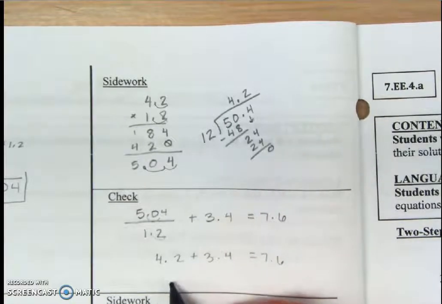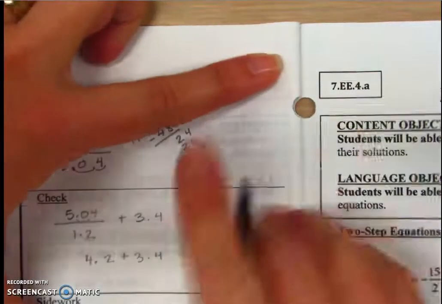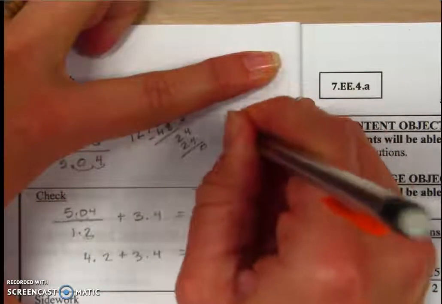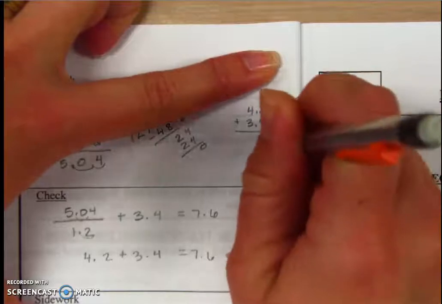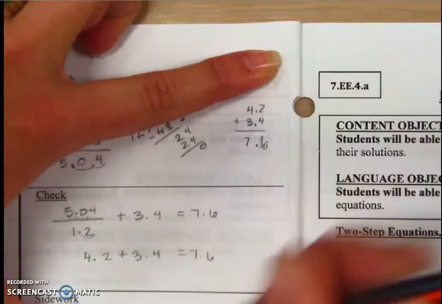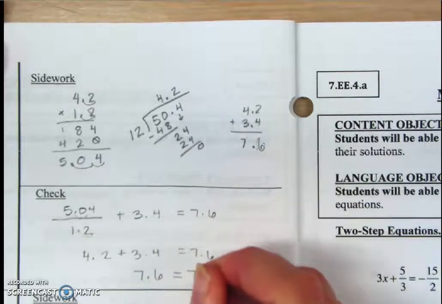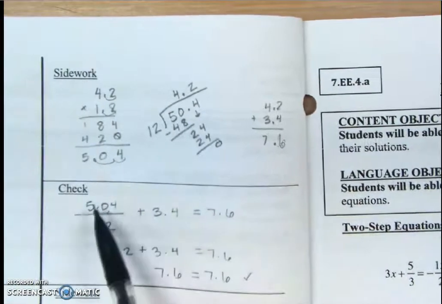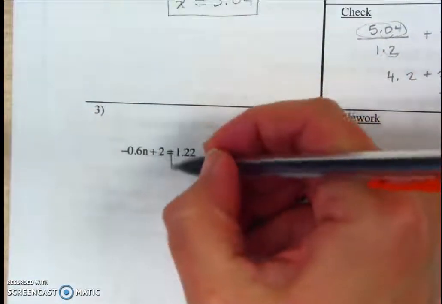Well, let's think. 4.2 plus 3.4. Again, we want to use our little side workspace here. 4.2 plus 3.4. Lining up those decimals. 4 and 2 is 6. Bring down the decimal. 4 and 3 is 7. So I get 7.6 is equal to 7.6. Yay! It came out correct. So that tells me my answer here, 5.04, is correct. Let's try another one.